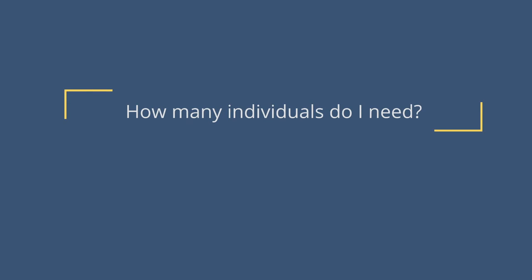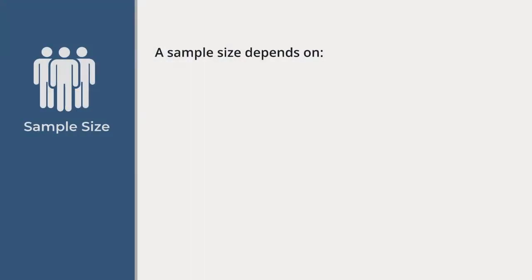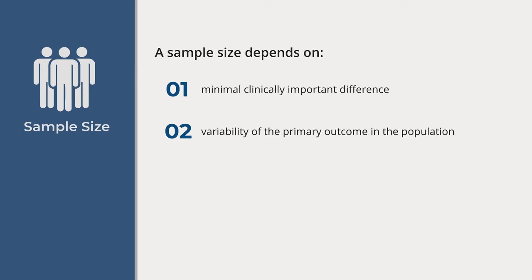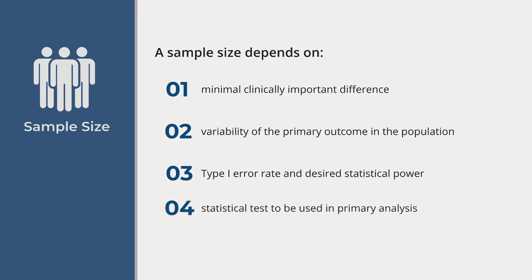Sample size and power. Lastly, in designing a research study, a common question is, how many individuals do I need? This number, or sample size, depends on several factors. 1. Minimal clinically important difference. 2. Variability of the primary outcome in the population. 3. Type 1 error rate and desired statistical power. 4. Statistical tests to be used in the primary analysis.